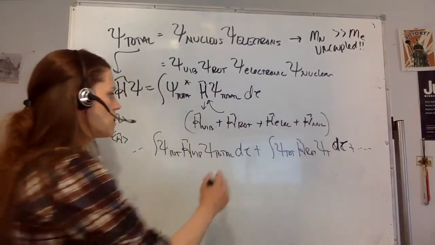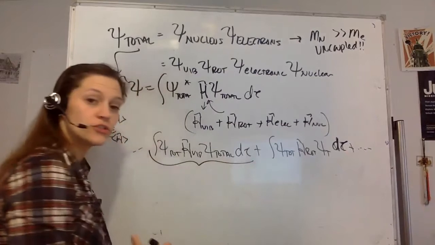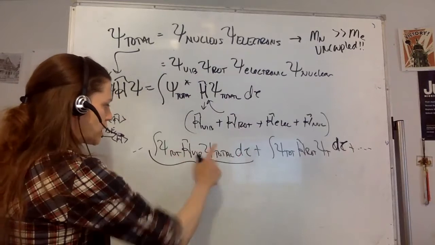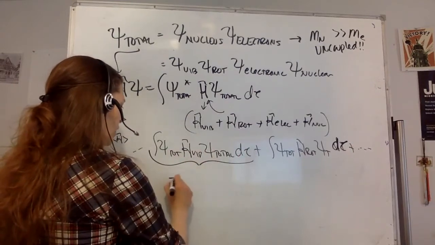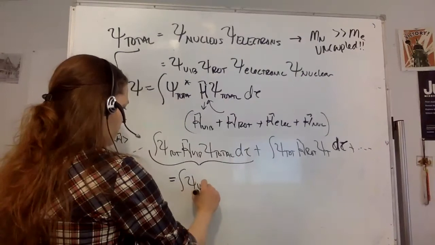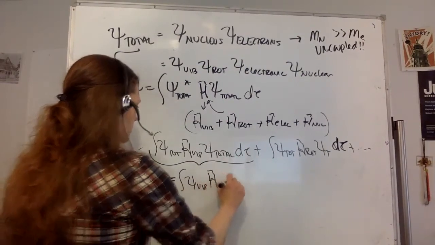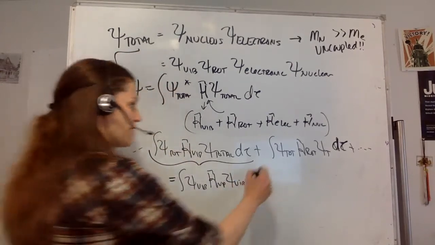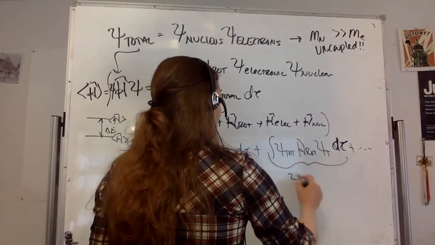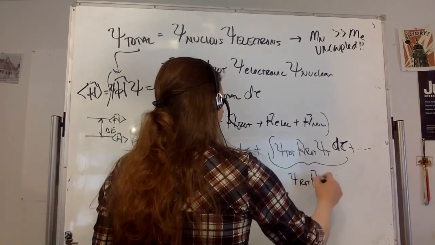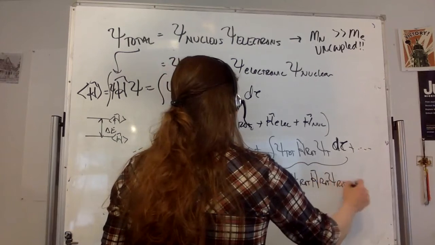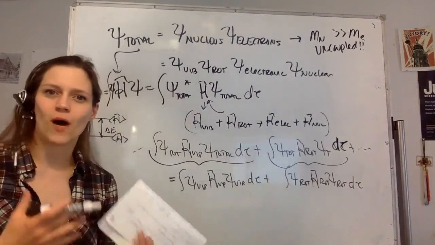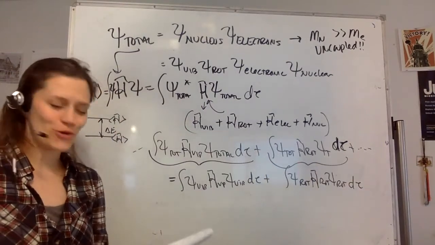You could do this looking deeper at every part of this. But when I look close here, this whole thing equals the integral of psi vibrational H vibrational psi vibrational d tau, and this one equals psi rotational H rotational psi rotational d tau, plus. And you might be like, well, why is that? Let me show you.